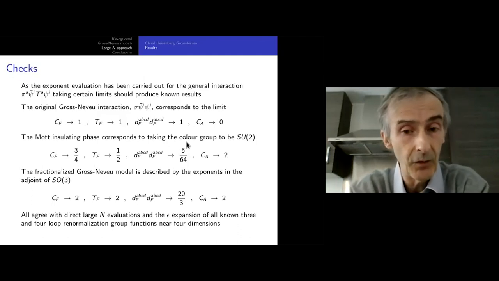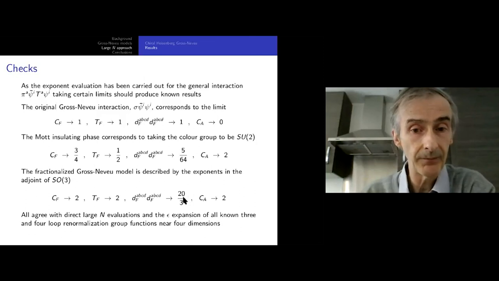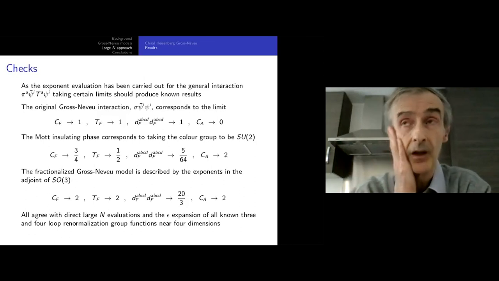And then the more recent one, which we've done, is SO(3), which has a slightly different structure. If you go and look it up in some table, the group Casimir is 20 over 3. Taking those limits, we reproduce what I did with my colleagues. But also, all these results agree with all that's known in perturbation theory.